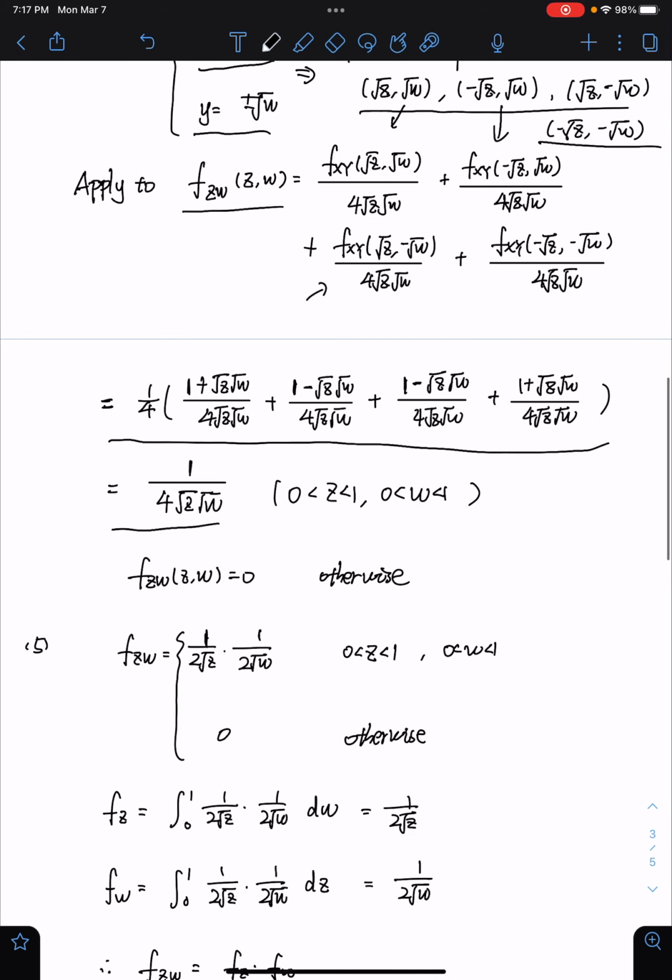The valid region of this joint density should be z smaller than 1 and larger than 0, and w is similar to z, because z equals x square and w equals y square, and also the absolute value of x is smaller than 1. So the region of z should be less than 1 and larger than 0, and similarly for w.